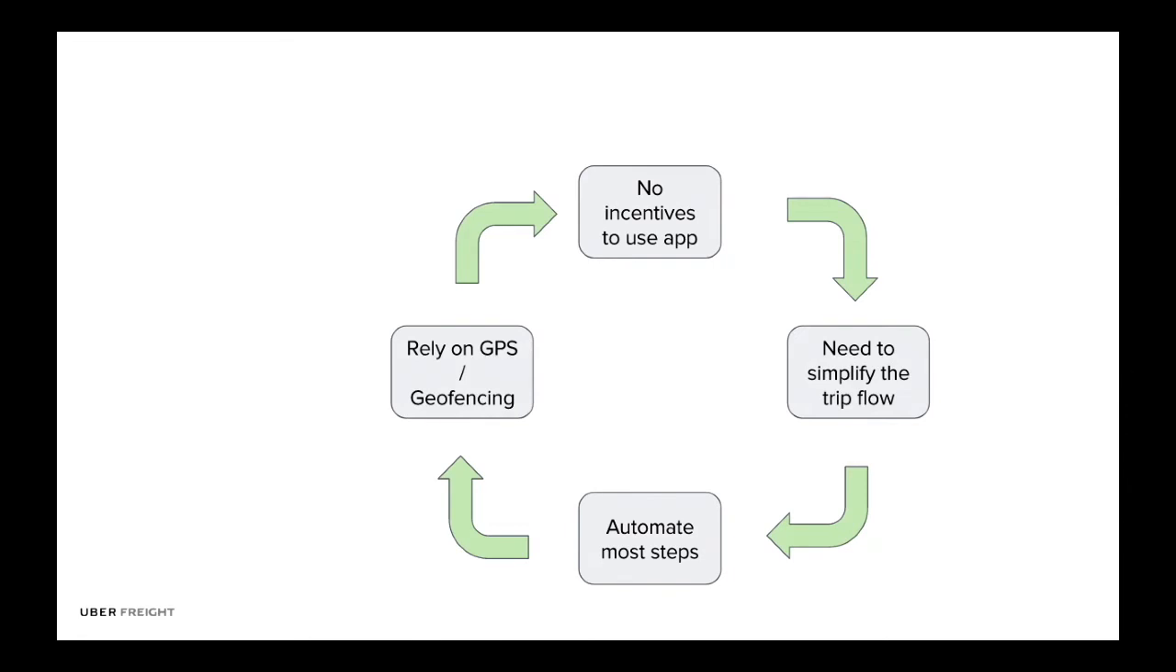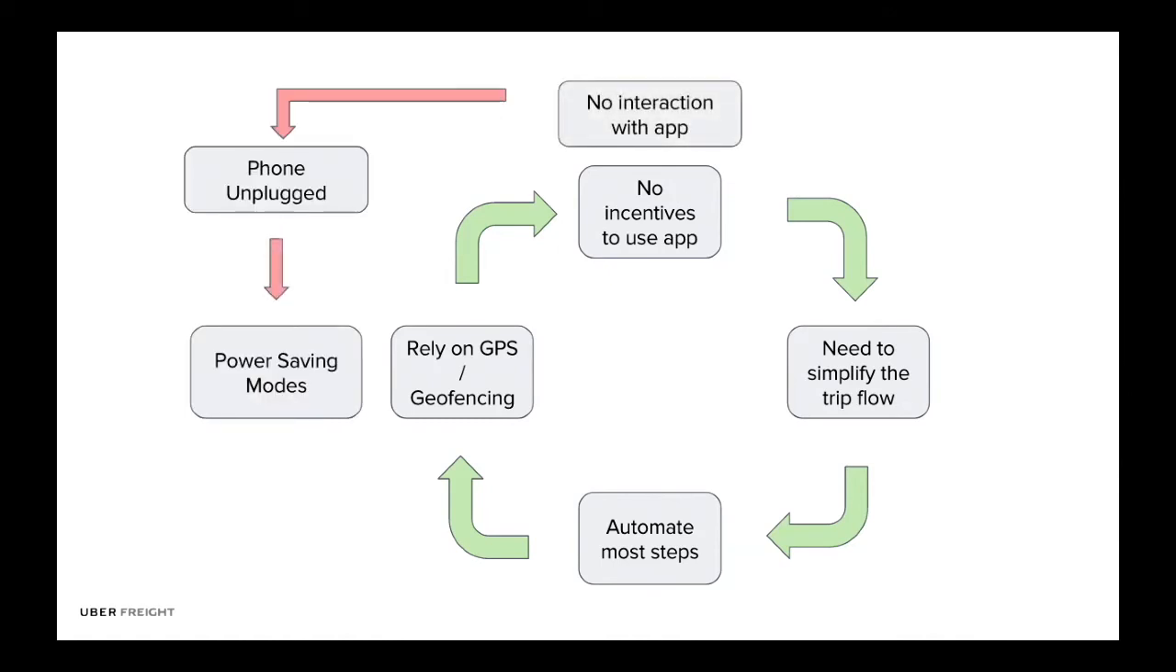So we created this sort of vicious circle where every time we are trying to make the app simpler, we are also making our users less prone to use our applications because there are fewer reasons to open the application, because everything is becoming more and more automated, which ultimately led to some contradiction. Because there's no incentive to use the application, our users are not interacting with it, which means that ultimately they will unplug their phone, which means that on modern OSs, some power-saving modes will start to kick in, which makes it harder for the application to collect location in the background and upload this location to the Uber servers.